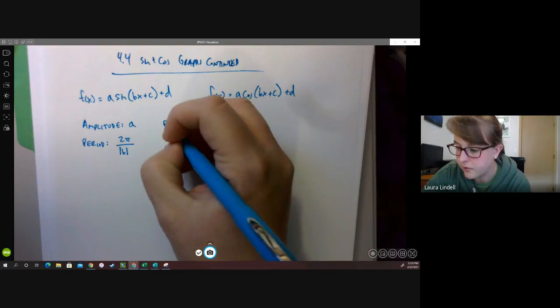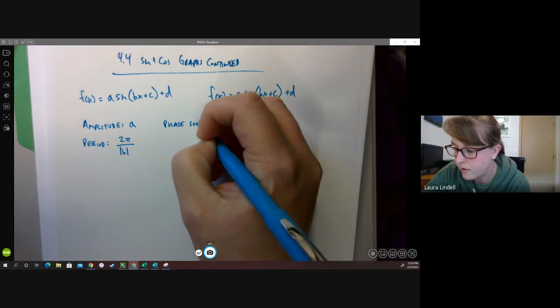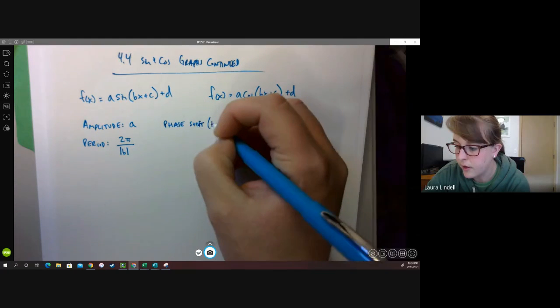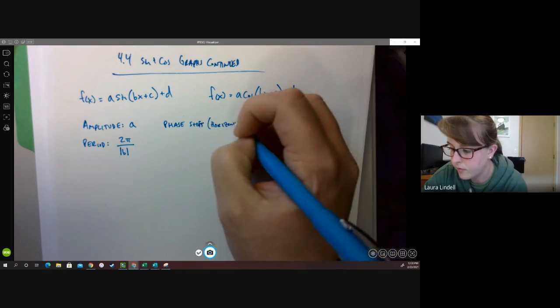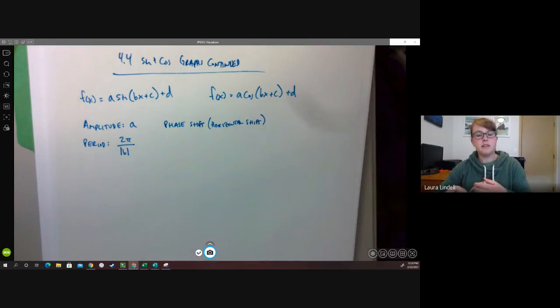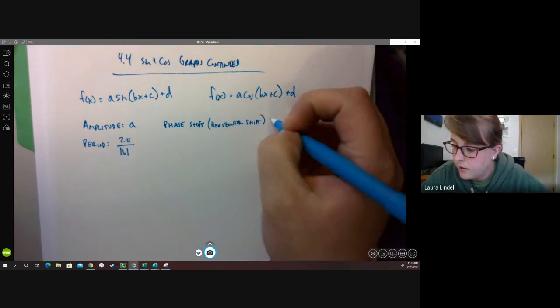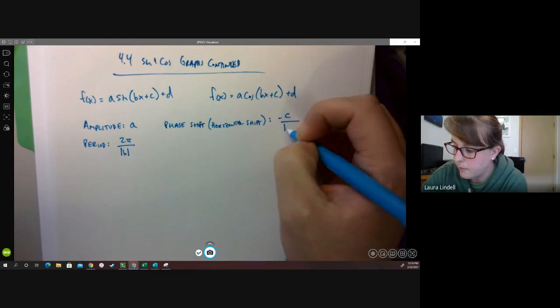The phase shift, also known as the horizontal shift, is found very much the same way that you find horizontal shift when you're looking at quadratics or any other kind of function. It's going to be negative c over absolute value of b.